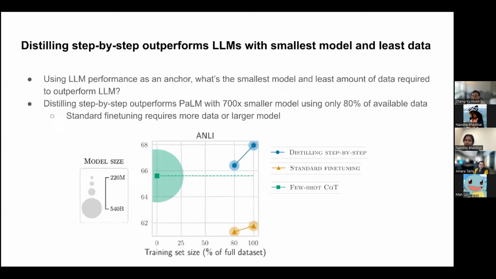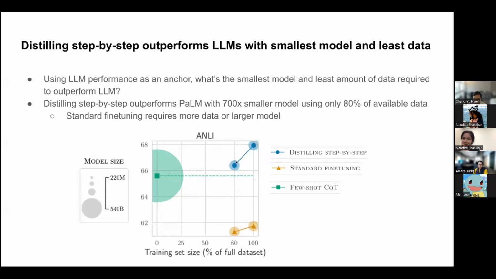In the last set of experiments, we asked whether we can use large language model performance as a reference point. What's the smallest student model and the least amount of data needed to train a small model to outperform the large language model? On the ANLI task, this horizontal line is the few-shot prompted large language model's performance. We can train a 700 times smaller T5 model, using only 80% of the available data points, and achieve better performance than the few-shot prompted 540 billion PaLM model.